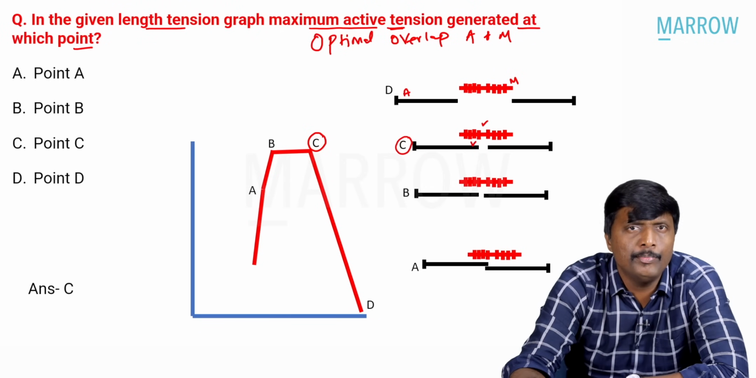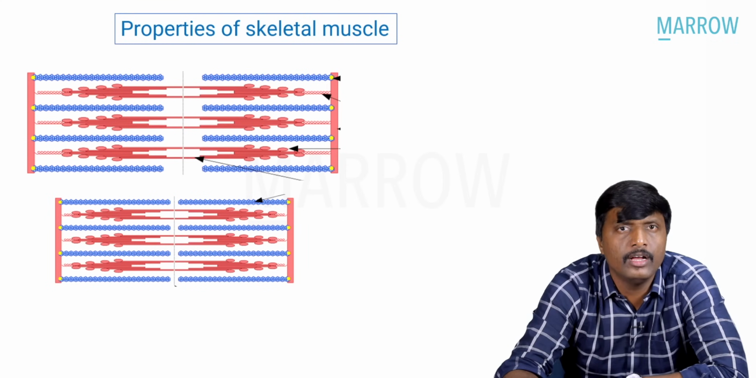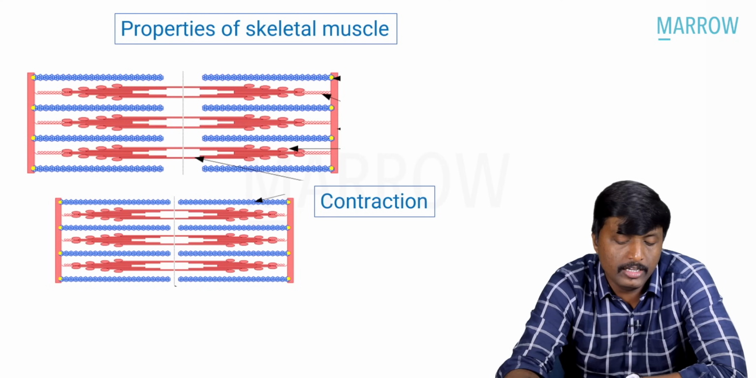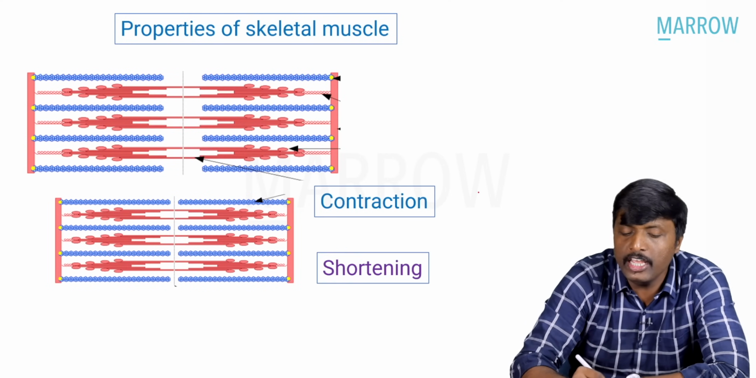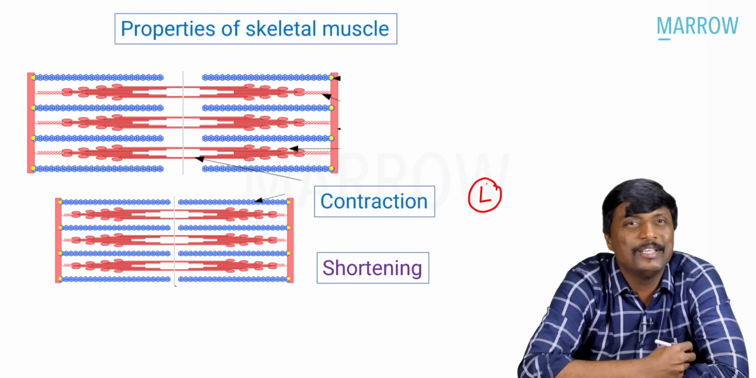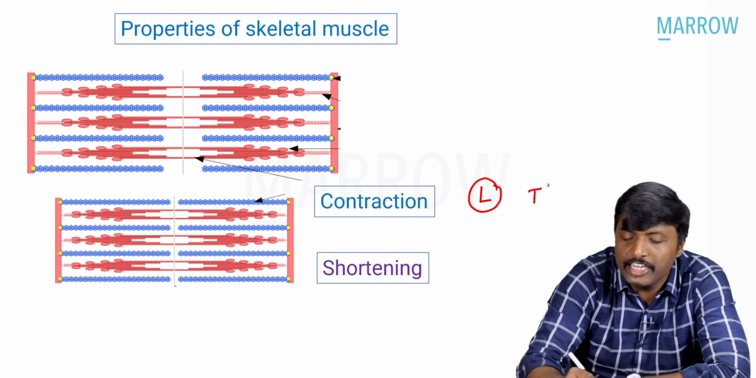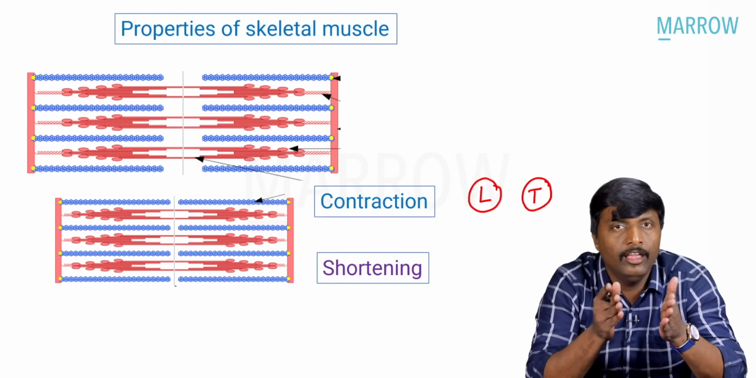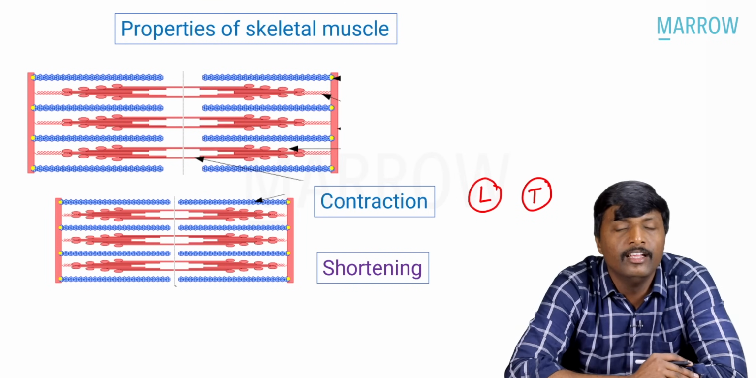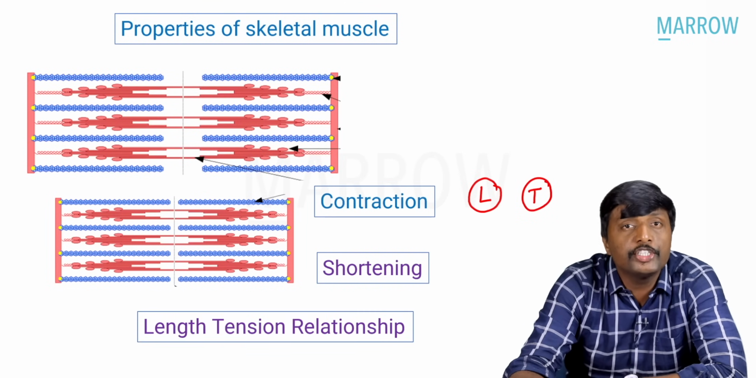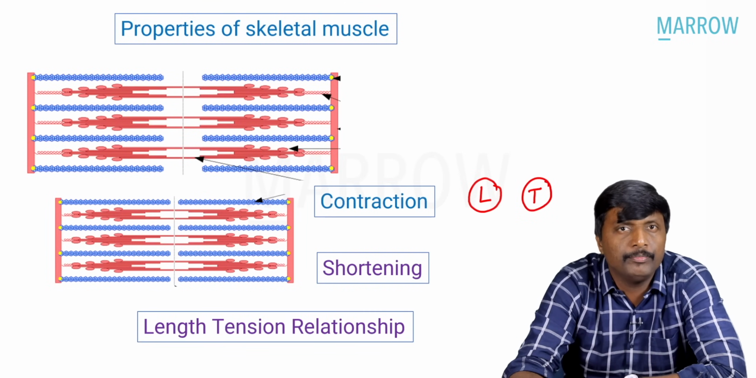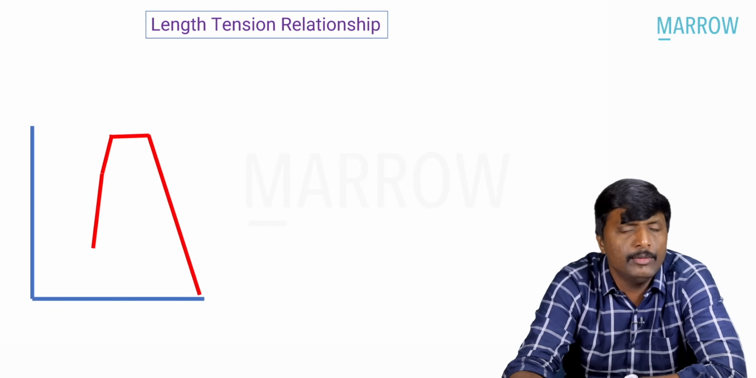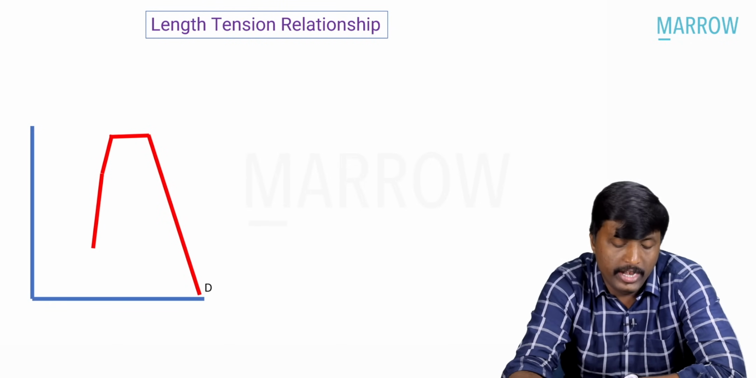Now look into this simple concept first and foremost. Our skeletal muscle is contracting. Contraction means shortening. Shortening means length will change. Contraction means tension will be generated. There is a relationship between length and tension. That's why it is the length-tension relationship. Now look into this graph. Beautiful graph. We are going to understand. Very simple. And this is point D.